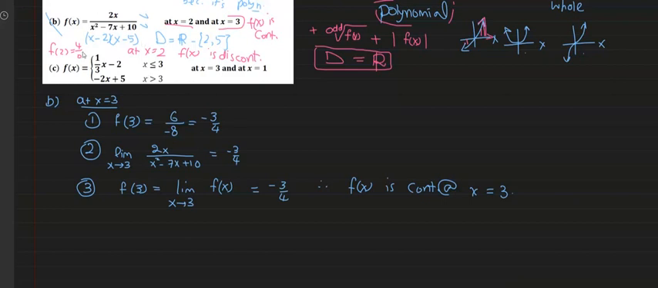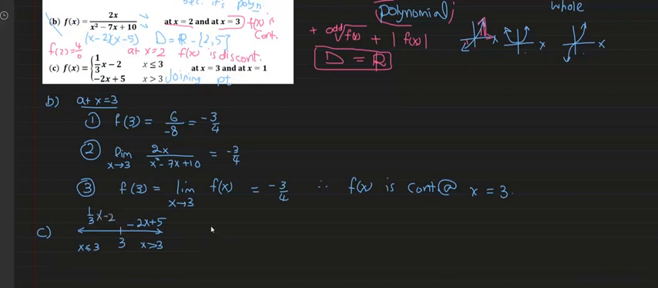Let's consider part C, where we have a piecewise function, and we would like to imagine how it works. Here is the 3, which is the joining point. When x is bigger than 3, that's the ruling function. If x is less than or equal 3, then the ruling function is 1 over 3x minus 2. Okay.